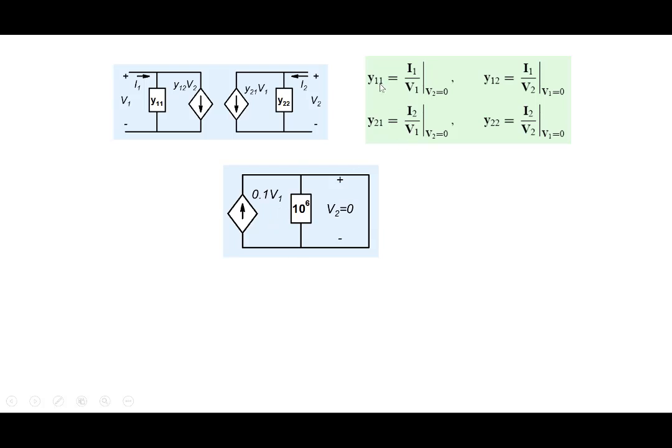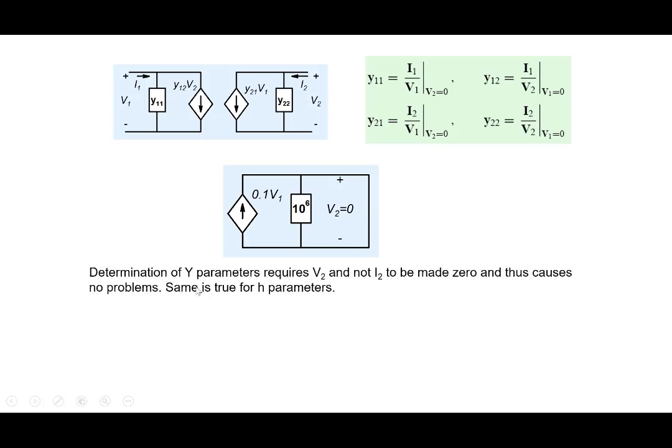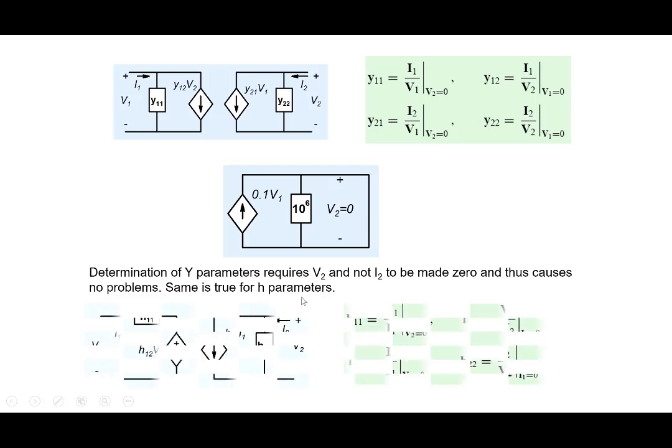So for example, if you were trying to determine Y11, it would be I1 by V1, with V2 equal to 0. Let's say you apply V1 as 1 volt, and the current is 0.1 ampere, which will flow through this part here. You can put an ammeter here and measure it. So there's no issue with it. Determination of Y parameters requires V2 and not I2 to be made 0, and thus causes no problems. And the same is true for H parameters.